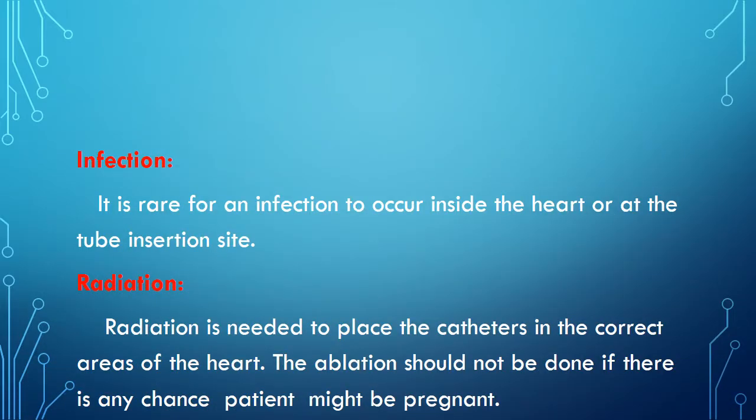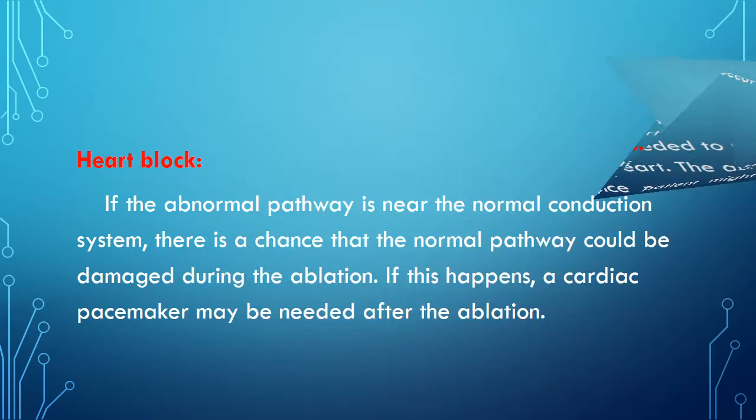Infection is rare, but it can occur inside the heart or at the tube insertion site. Radiation is needed to place the catheters in the correct areas of the heart, so ablation should not be done if there is any chance the patient might be pregnant. Also, if the abnormal pathway is near the normal conduction system, there is a chance the normal pathway could be damaged during ablation. If this happens, a cardiac pacemaker may be needed after the ablation.